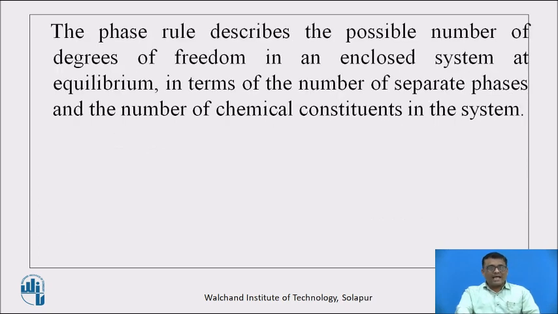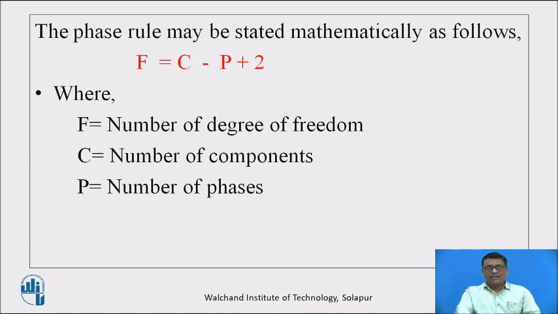The phase rule describes the possible number of degrees of freedom in an enclosed system at equilibrium in terms of the number of separate phases and the number of chemical constituents in the system. So how many components are there and what is the number of phases that the system consists of. The phase rule may be stated mathematically as below. F = C - P + 2, where F is the number of degrees of freedom, C is the number of components, and P is the number of phases.